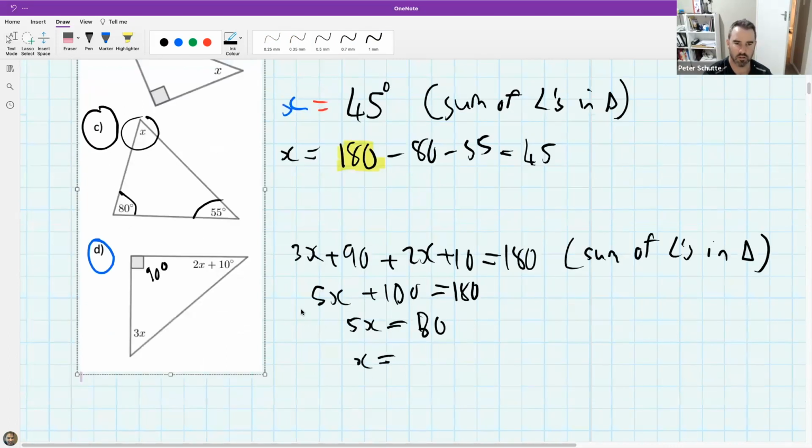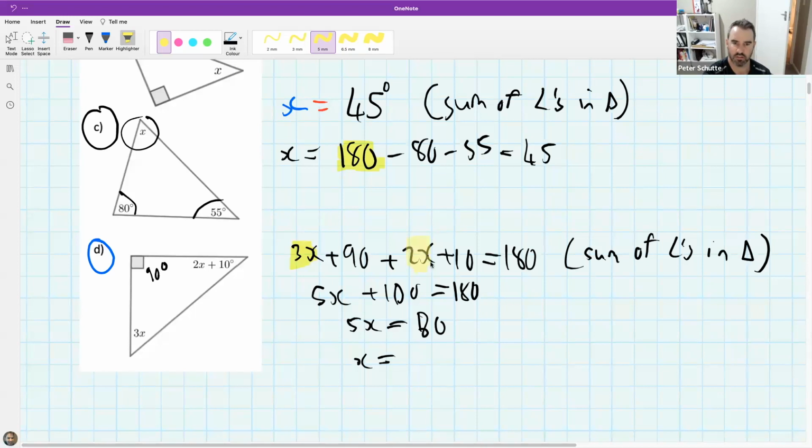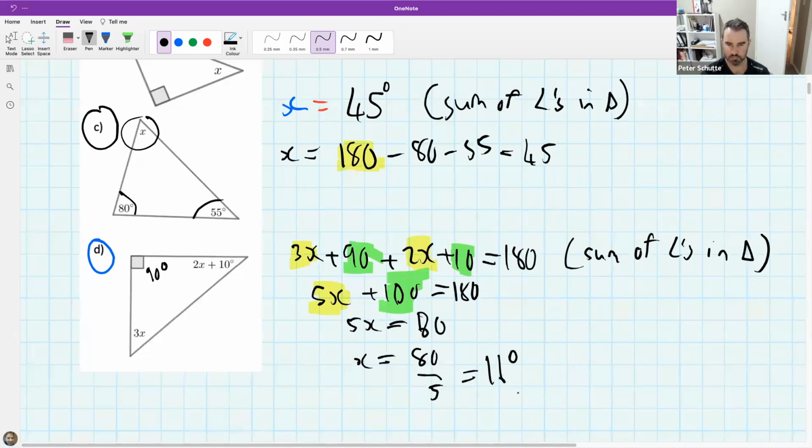Because I added the 3x and the 2x to give me a 5x. And I added the 90 and the 10 to get 100. What's my final X value going to be? I think it's just going to be 80 divided by 5, which is going to be 16.